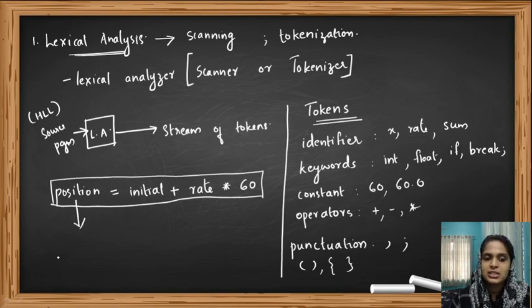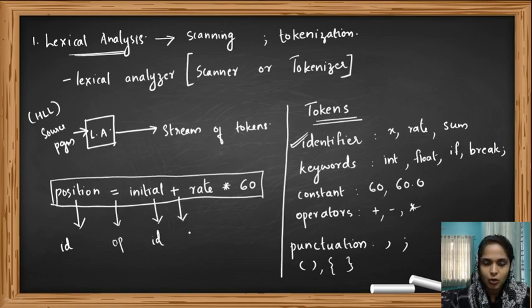The position is a variable name. So it will be converted to which token? Here, the token identifier. Okay. So position will be considered as identifier. Now this equal to is an operator, so it will be considered as an operator. Next is the word initial. Initial is a variable name, so it will be considered as an identifier. Then comes the plus sign. Plus is an operator, so it will be considered as an operator.